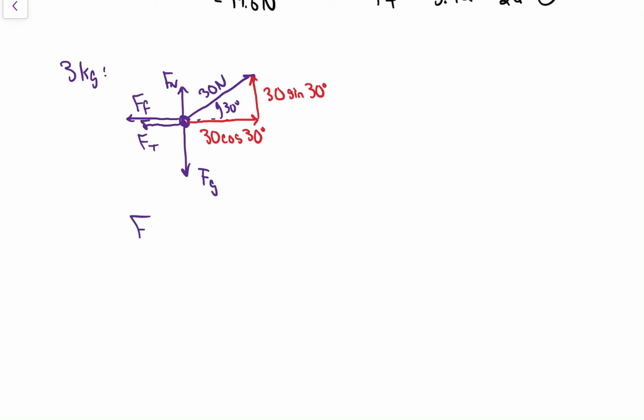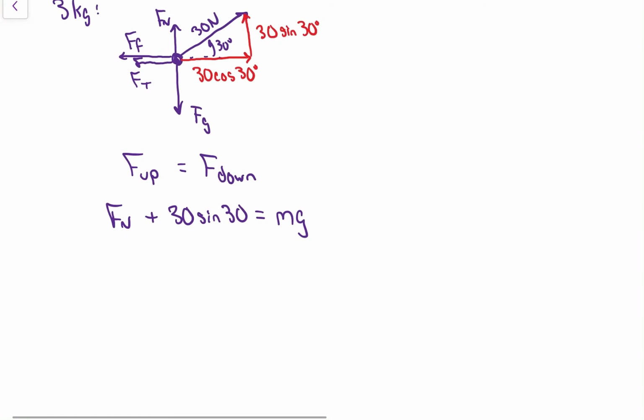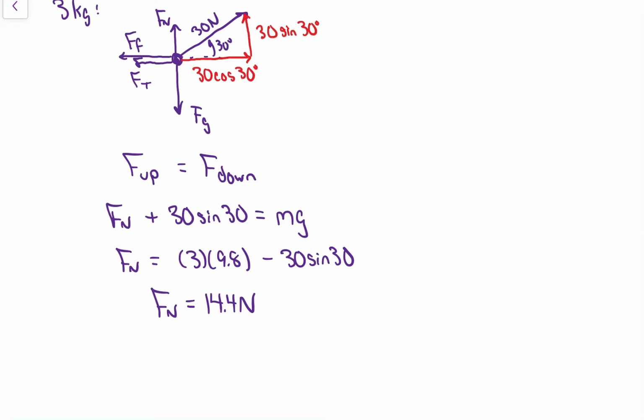When I figure out the normal force, I'm going to say that all the up forces must balance the down forces. In this case, we've got 2 upward forces. The normal is up, and 30 sine 30 is up. The only downward force is gravity, which is mg. So my normal force is 3 for the mass multiplied by 9.8. Take away 30 sine 30. You can do that a little bit in your math. We've got roughly 30 minus roughly 15. With a calculator, I'm getting 14.4 as the normal force.